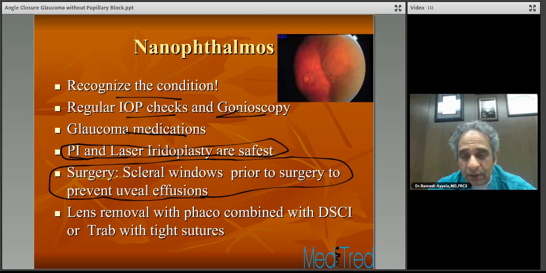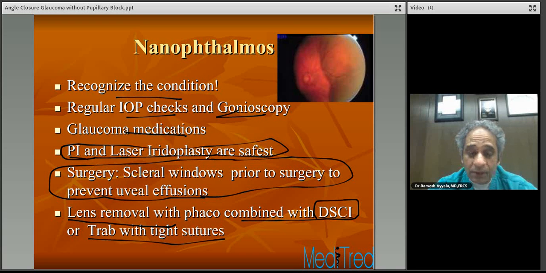In the old days, we used to leave the lens alone and do a trabeculectomy, and I believe that's where most of the complications came in. But I strongly believe the way to handle these cases is to do a lens removal with small incision cataract surgery, combined with maybe plus or minus a deep sclerectomy, non-penetrating glaucoma surgery, or if you choose to do a trab, with tight sutures. I will do this in two stages if I have to.